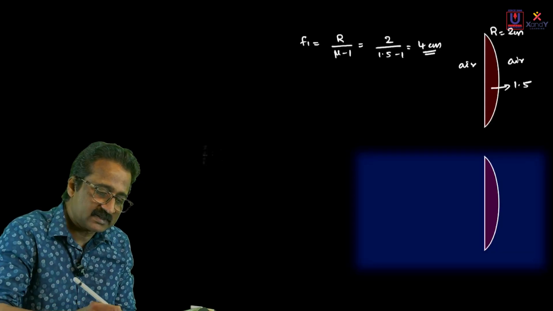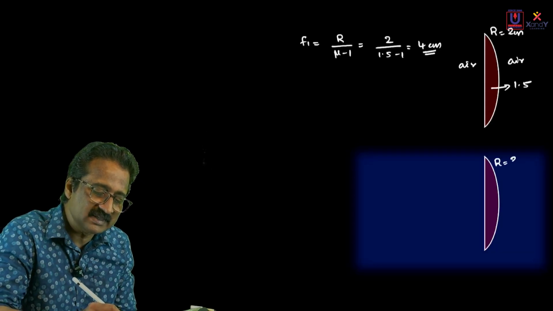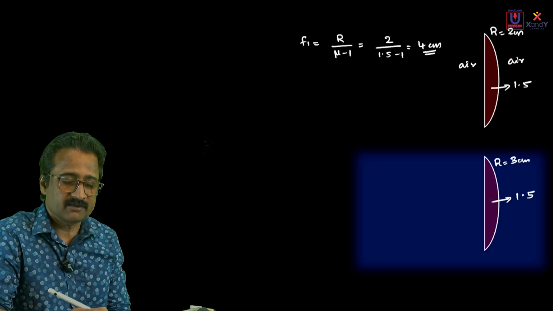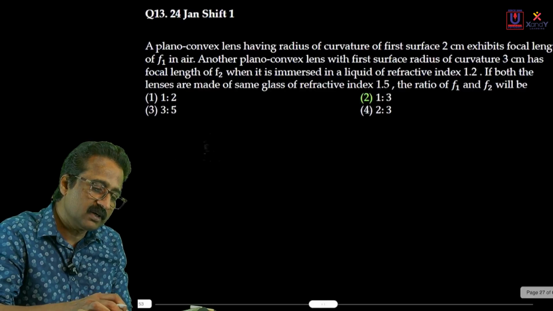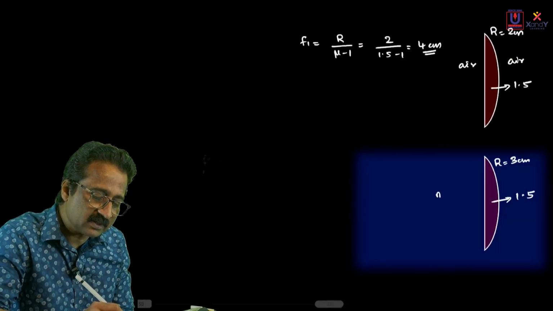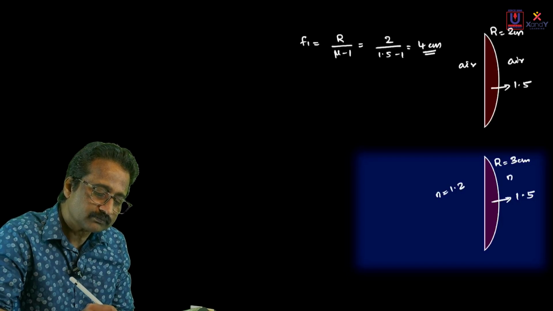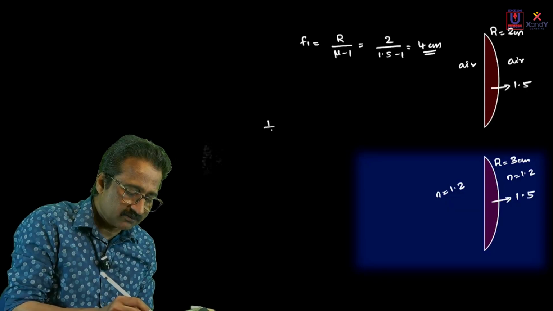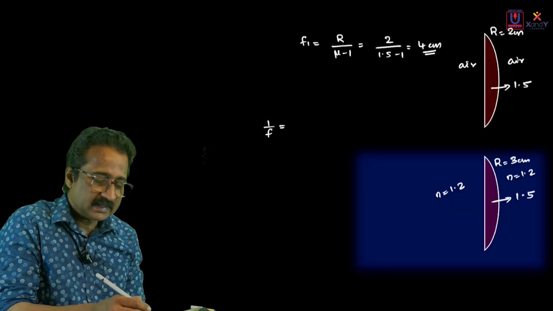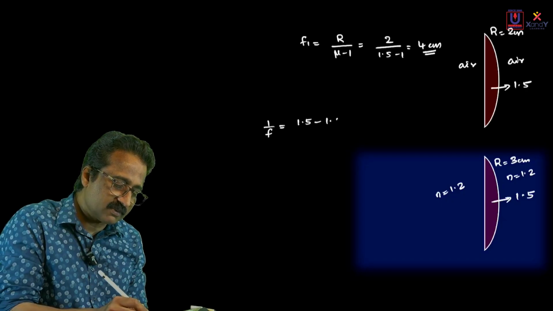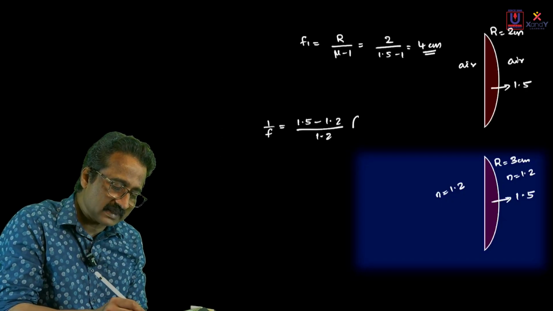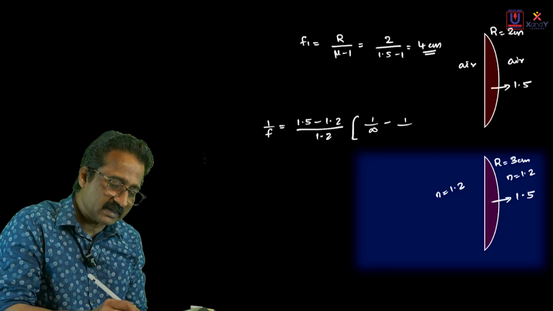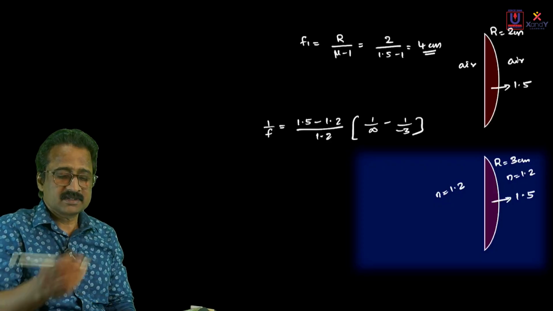Now coming to second lens, they say that second lens has a radius of curvature 3 centimeter and the refractive index continues to be the same as 1.5. But the issue is that the surrounding medium is not air anymore. The n here is equal to 1.2. So that is a lens immersed in liquid. So we have to apply the lens maker's formula to find the focal length of that lens. 1 by f equal to n2 minus n1, that is 1.5 minus 1.2, divided by again 1.2, that into 1 by r1 minus 1 by r2. I can say 1 by infinity minus 1 by minus 3, because the second radius is negative.